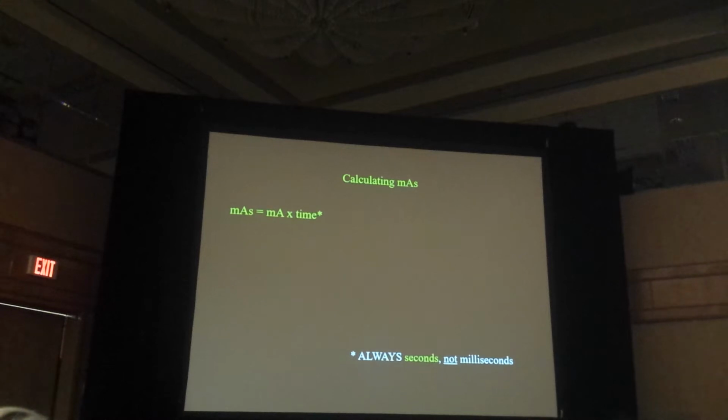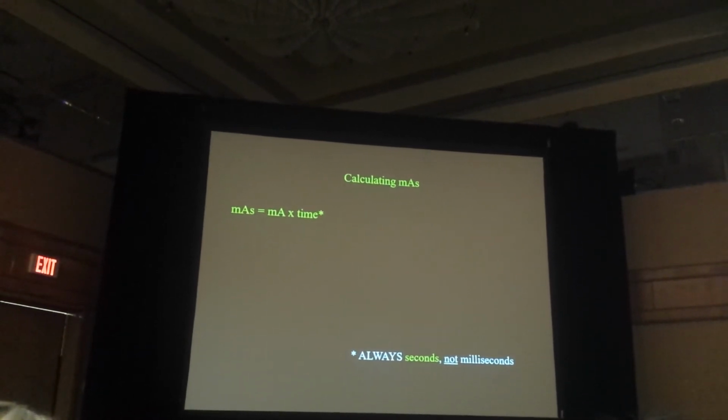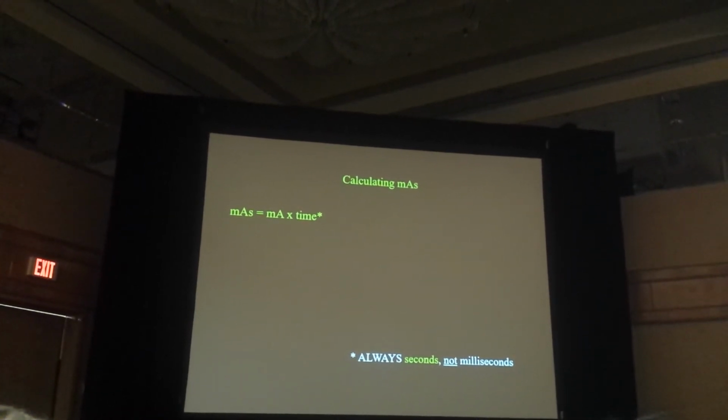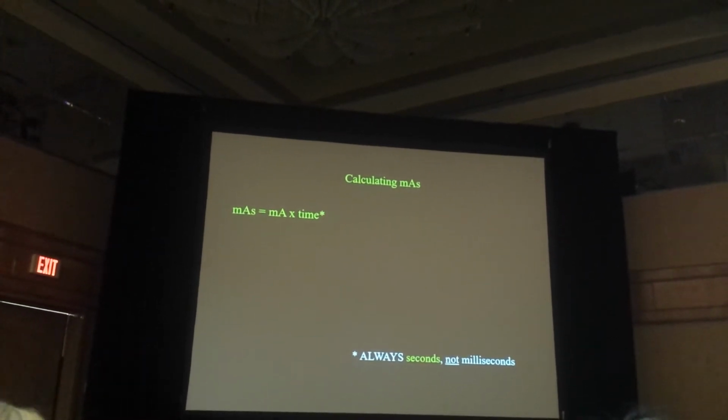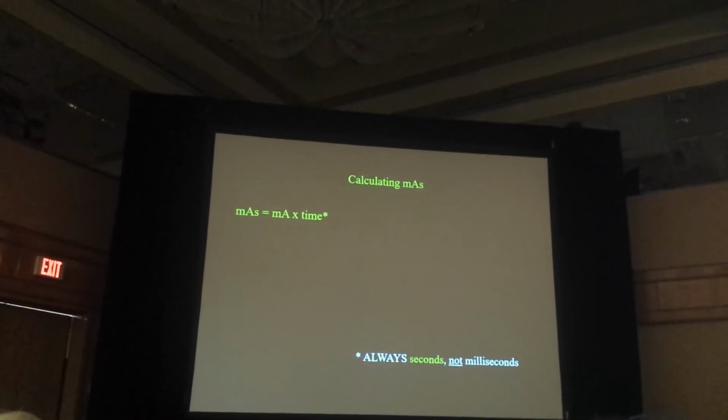Okay, so we're going to start going back to the very beginning again. Calculating mass, probably one of the first formulas you ever learned. It was mass equals mA times time. Simple, right? If they give you mA and time and ask you what mass, no problem. Multiply them together and you're done.